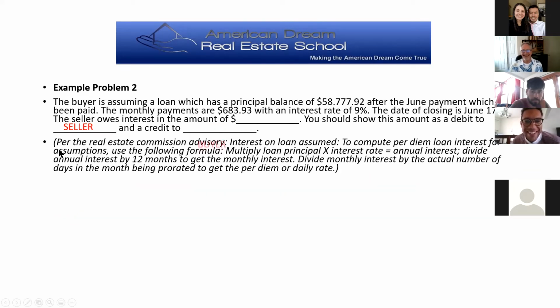The buyer is assuming a loan with the principal balance of $58 after the June payment, which has been paid. So that's in advance. The monthly payments are $683. The interest rate in that. Stop right there. You said that's in advance. Remember, interest is always paid in arrears. It's not in advance.